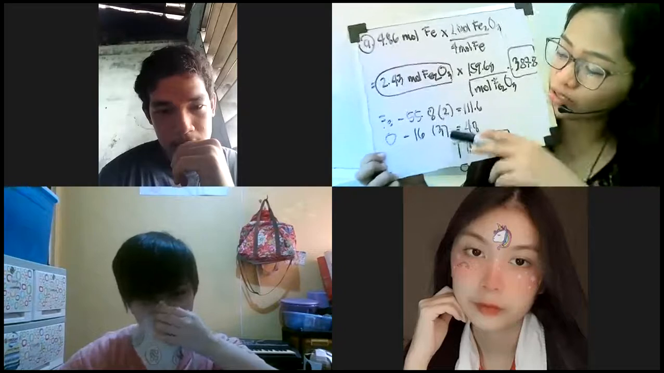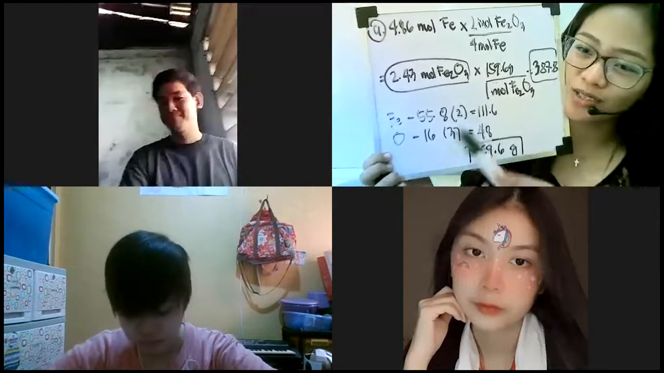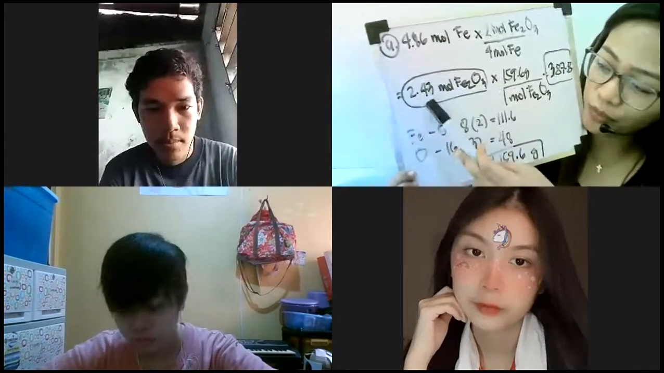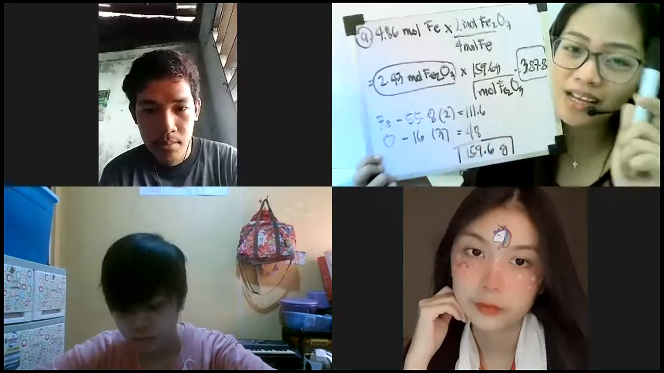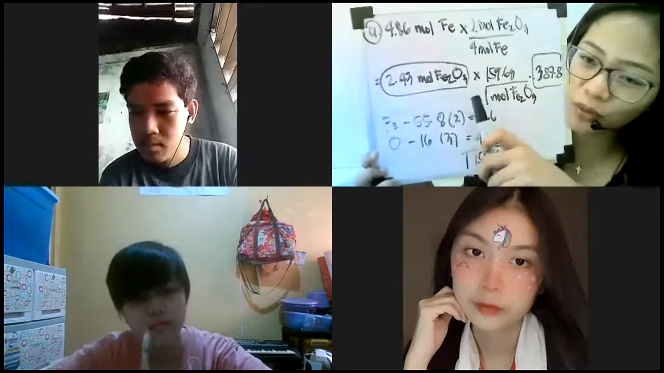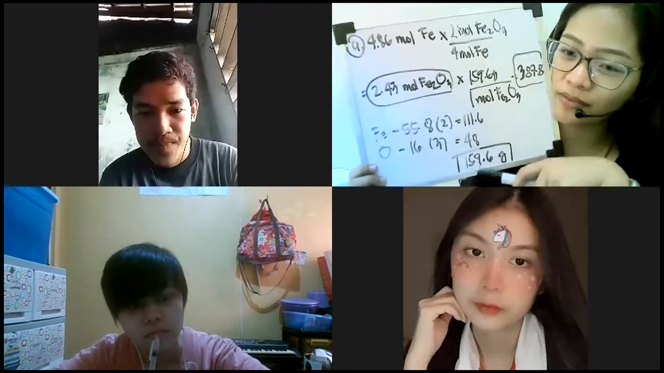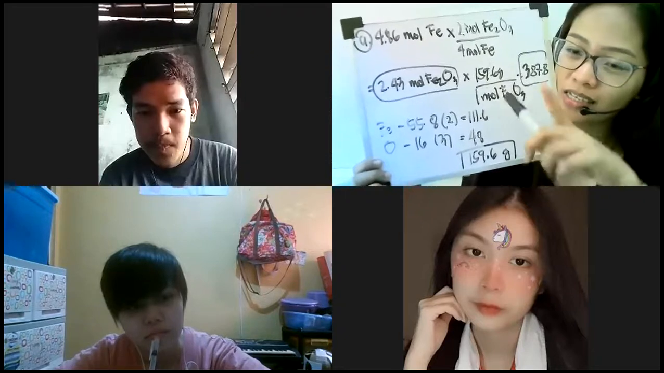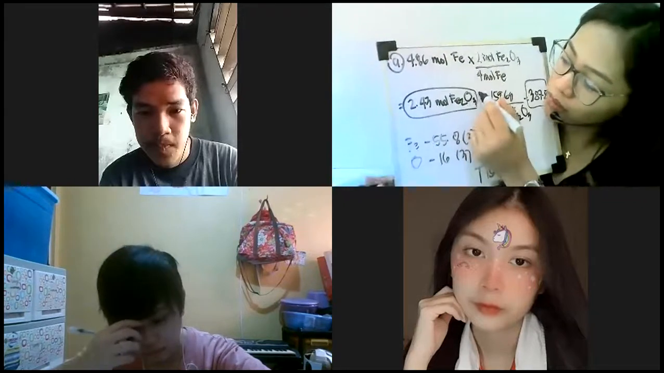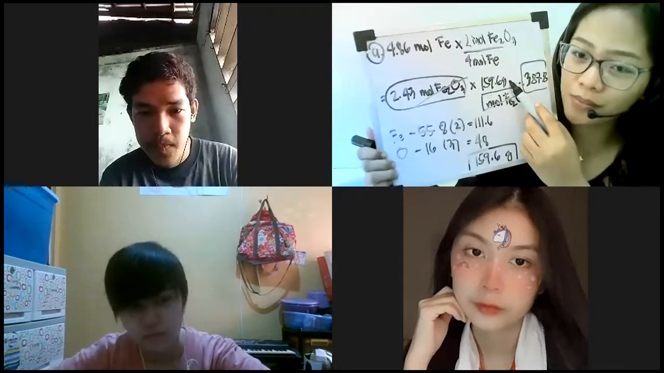Sige, so nakuha nato si molar mass. Kani 159.6. Karon, gikan sa moles atong i-convert into grams. So sa 2.43 mole of Fe2O3, sa isa ka mole, na combined iron and oxygen, Fe2O3, naa kay 159.6 grams sa isa ka mole. So, ma-cancel out si mole Fe2O3, kani pod mole Fe2O3 ma-cancel out. So, ang mabilin na unit is in grams.